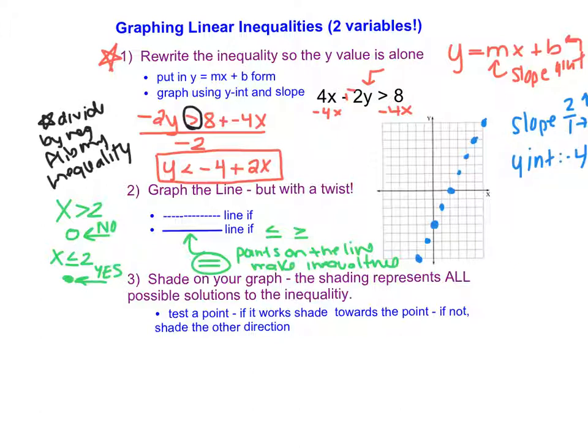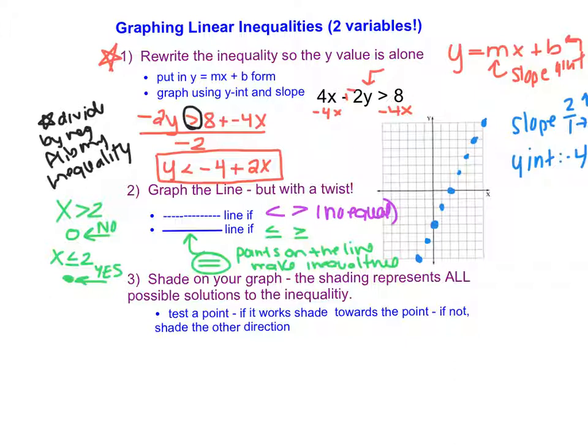If we don't have the equal to part, like we don't in this particular example, we are going to use a dotted line. And what this dotted line means, so this is for the greater than or the less than sign, so there's no equal to part. What this means is that we have essentially a boundary. This is an important boundary, but the points on the line do not make the inequality true because we don't have the equal sign in our inequality.